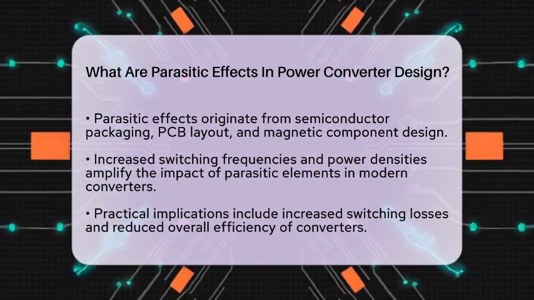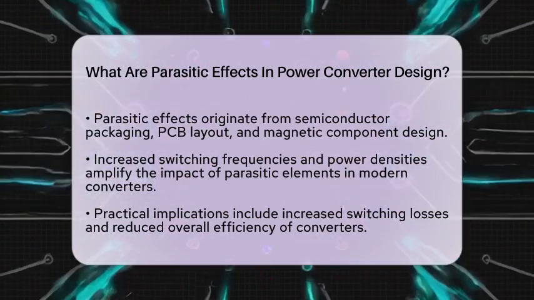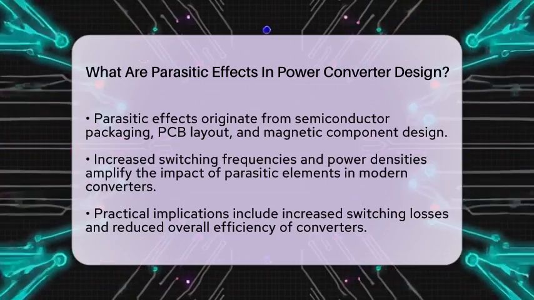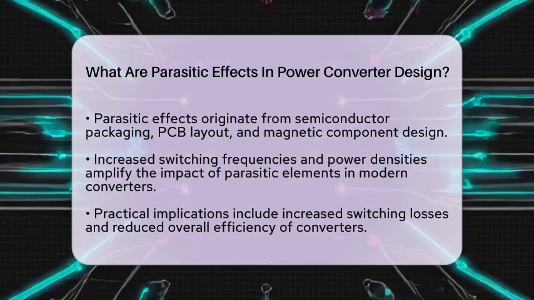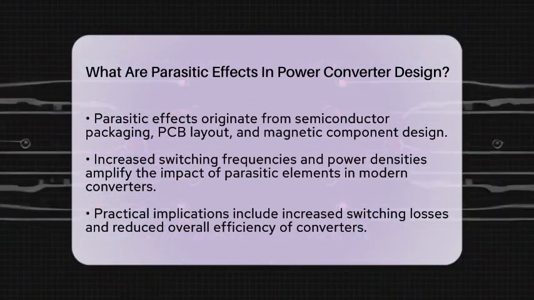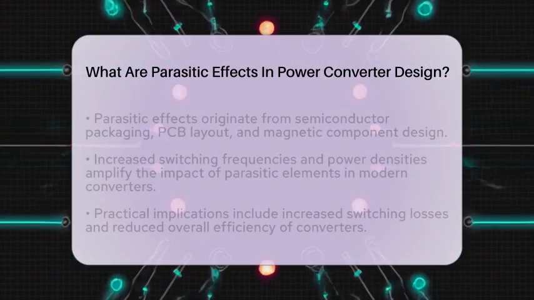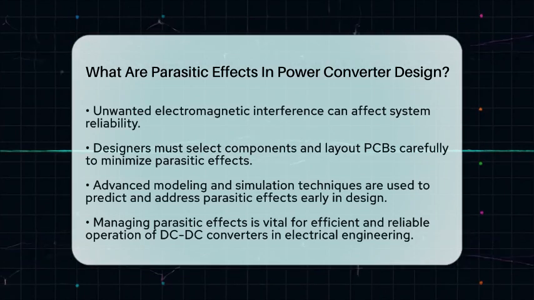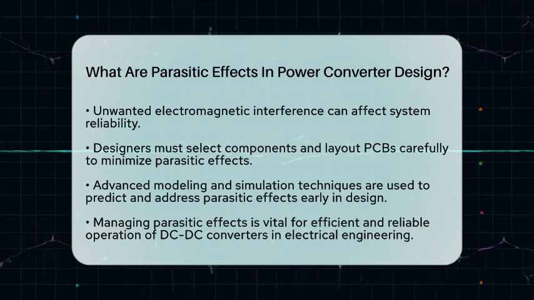So, what are the practical implications of these parasitic effects? For one, they can lead to increased switching losses due to distortions in voltage and current. This can reduce the overall efficiency of the converter. Additionally, they can create unwanted electromagnetic interference, which can affect the reliability of the entire system.